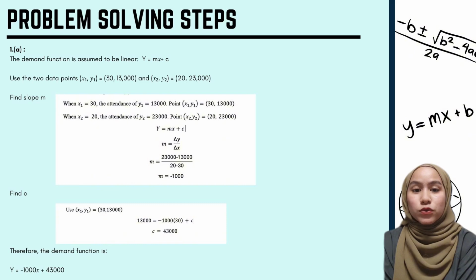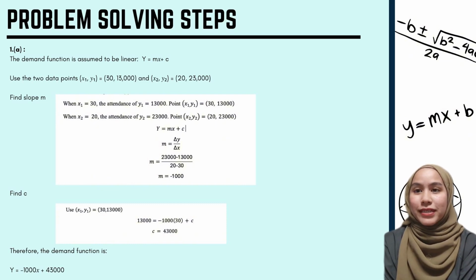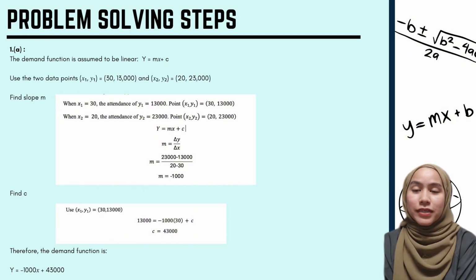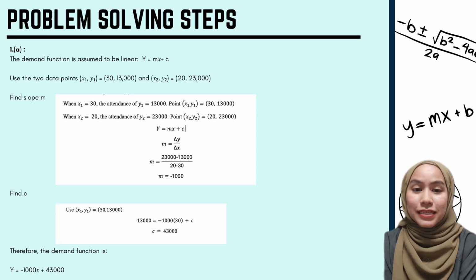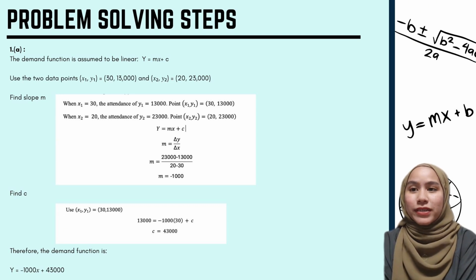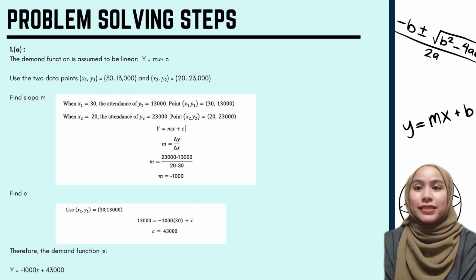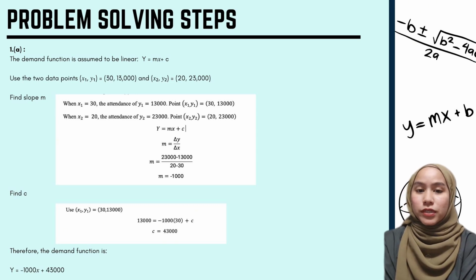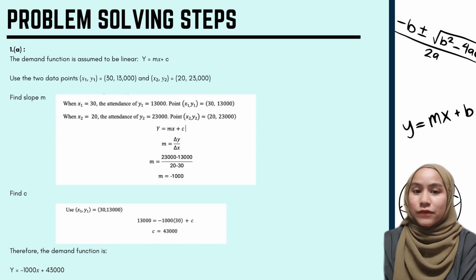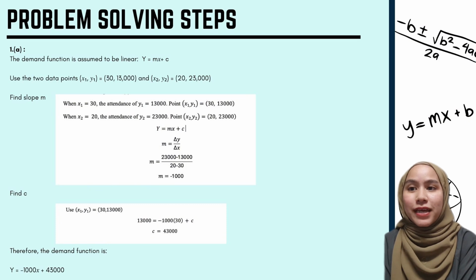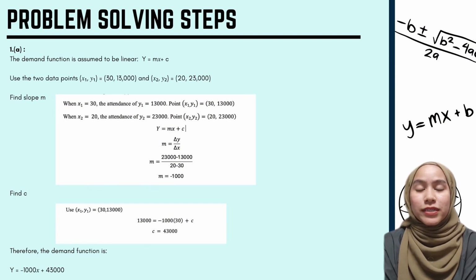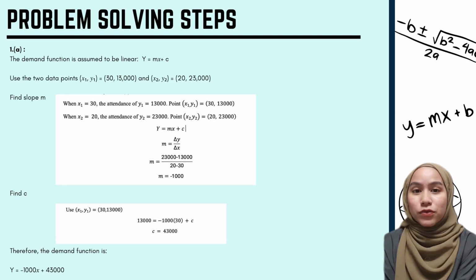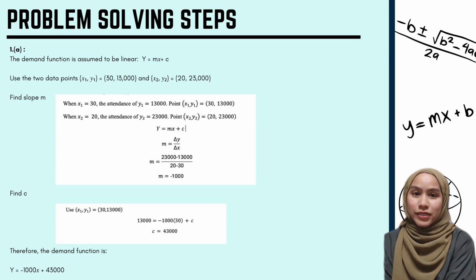We are given two data points. When the ticket price is RM30, the attendance is 13,000. And when the ticket price is RM20, the attendance is 23,000. From the data given, we can simplify it as when x1 equals 30, y1 equals 13,000, and when x2 equals 20, y2 equals 23,000.